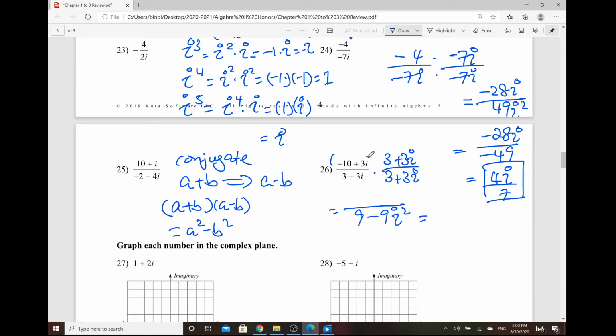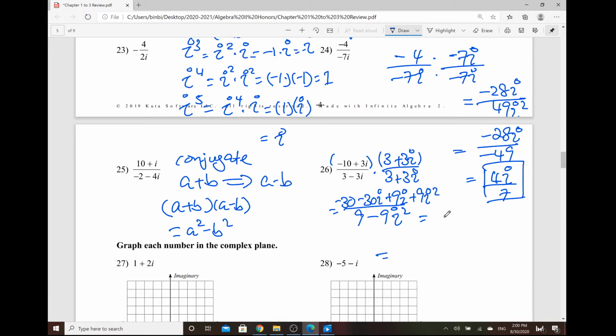But now, what about the numerator? For the numerator, guess what we have to do? We need to FOIL. First, outside, inside, and last. So negative 10 times 3, negative 30. Negative 10 times 3i, negative 30i. And then 3i times 3, so plus 9i. And then 3i times 3i, that'll be 9i squared. Okay, so make sure that you FOIL.